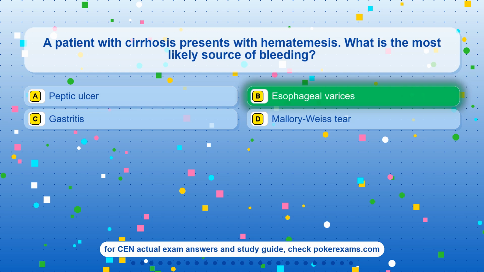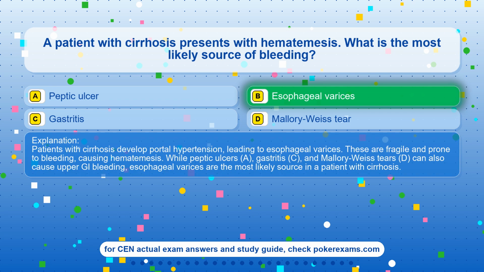The correct answer is option B, esophageal varices. Patients with cirrhosis develop portal hypertension, leading to esophageal varices. These are fragile and prone to bleeding, causing hematemesis. While peptic ulcers, A, gastritis, C, and Mallory-Weiss tears, D, can also cause upper GI bleeding, esophageal varices are the most likely source in a patient with cirrhosis.